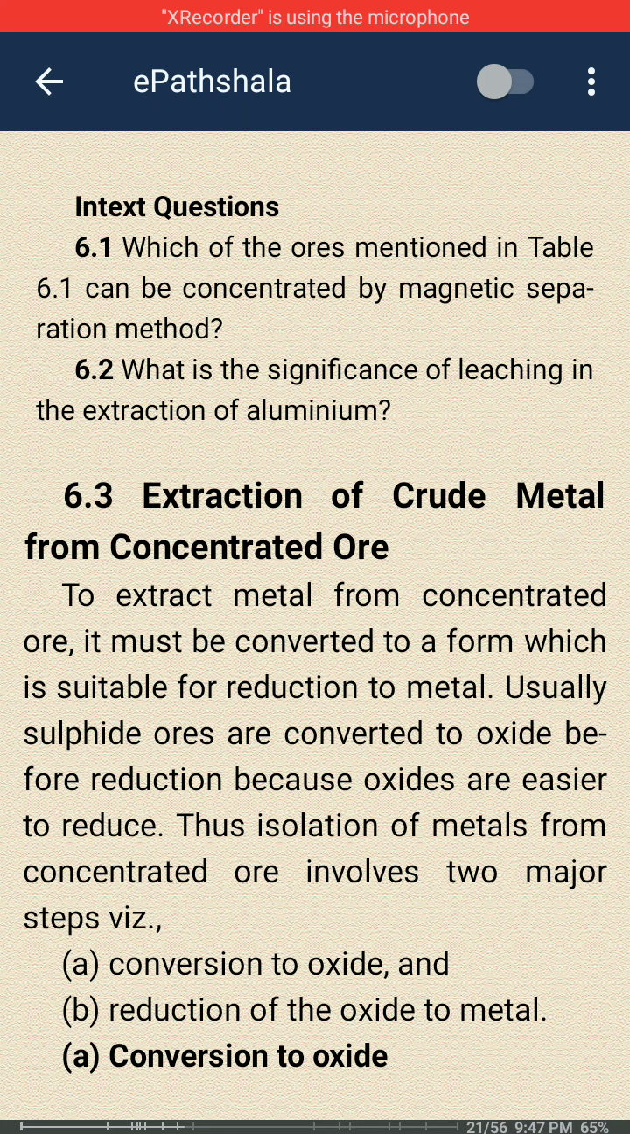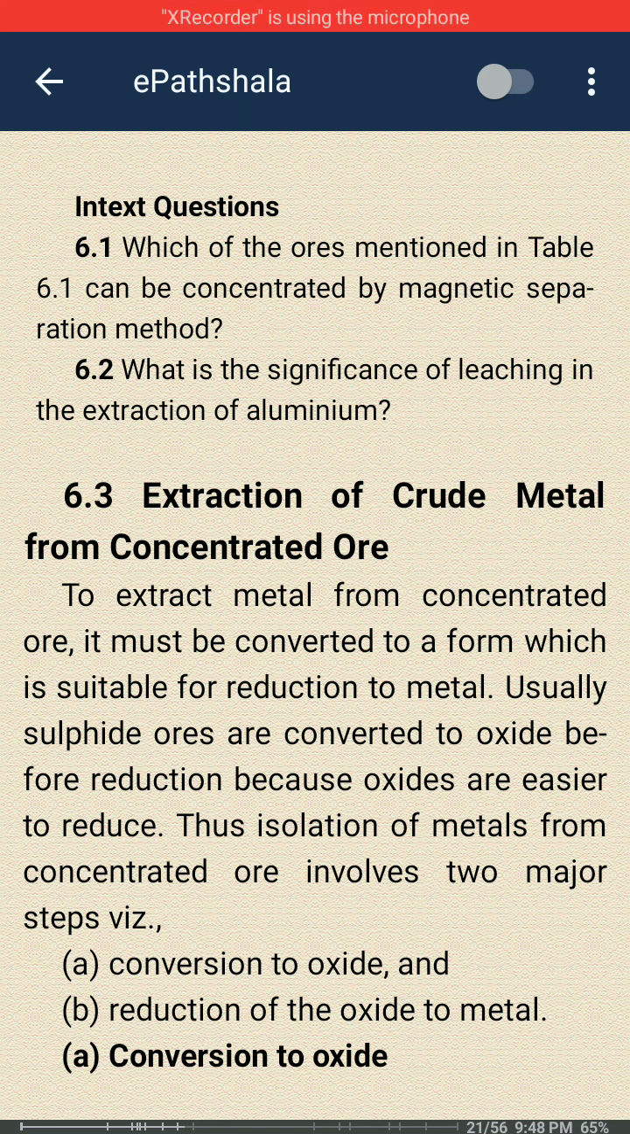Today I am going to take a topic that is extraction of crude metal from concentrated ore. So we know that when we purify a metal or we want to extract a metal, so many procedures or so many processes are involved in the extraction of crude metal.